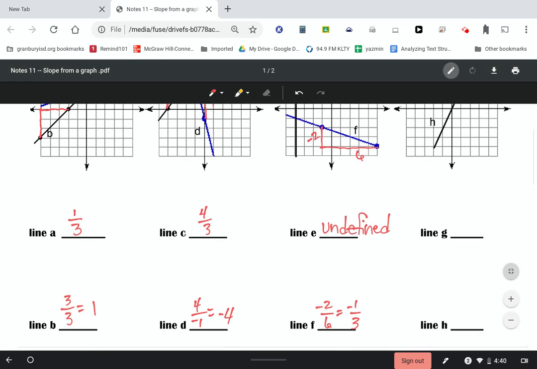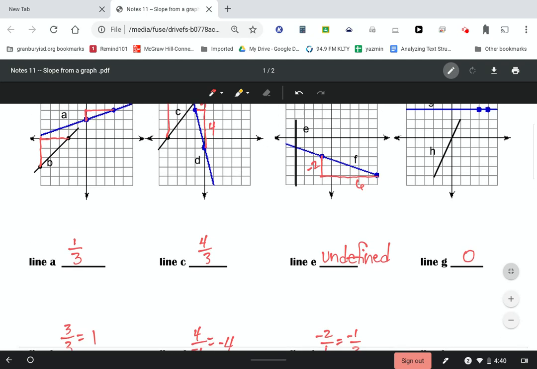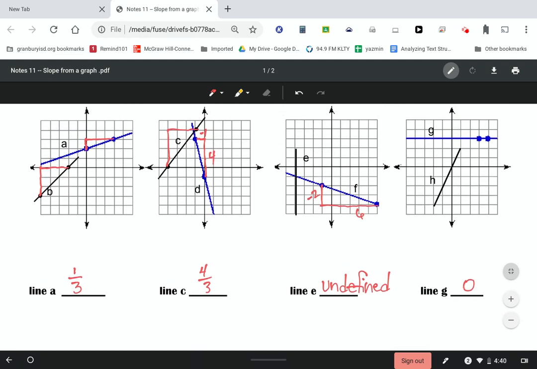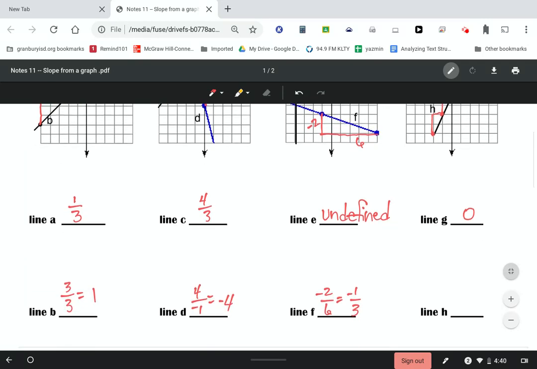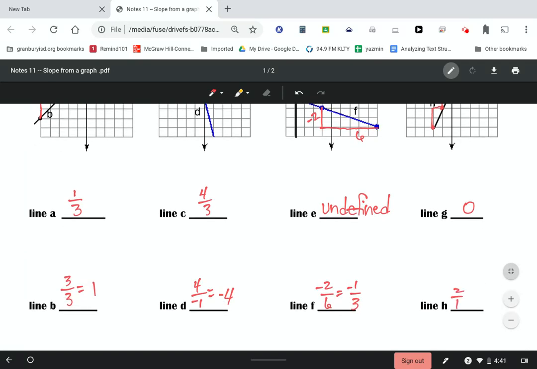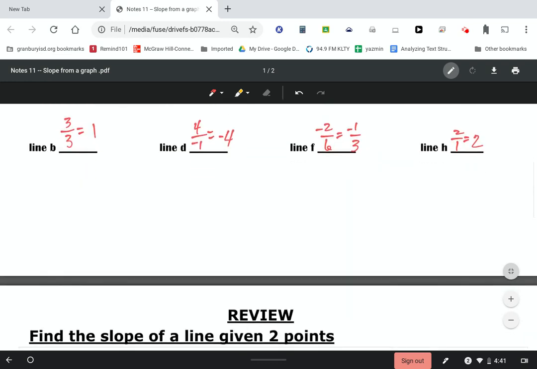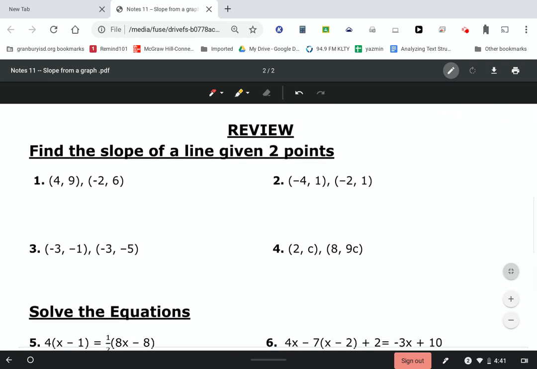All right, let's look at line G. Line G is a horizontal, so horizontal is 0. And then H doesn't have any points, so I'm going to make some points there, there, there, and there. So basically it's rise 2, run 1, rise 2, run 1, rise 2, run 1. So 2 divided by 1 is going to be equal to 2 as a whole number. All right, let's go ahead and look here.